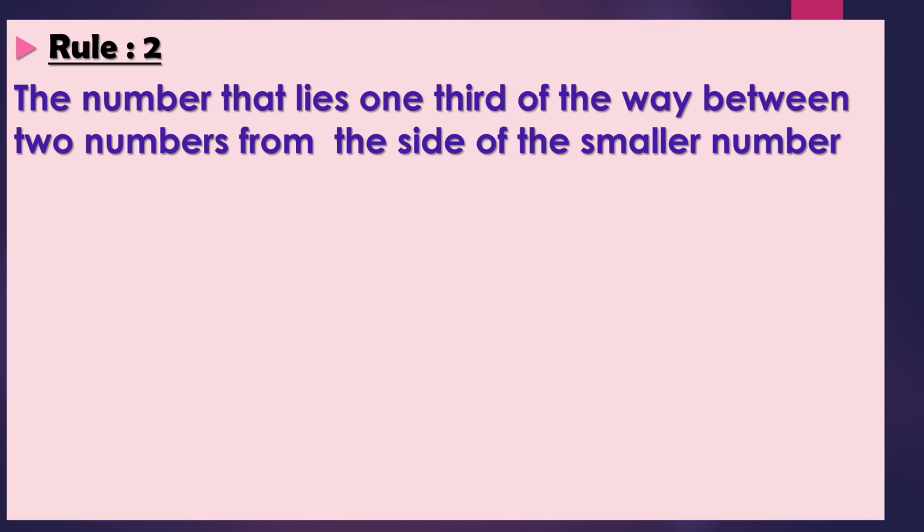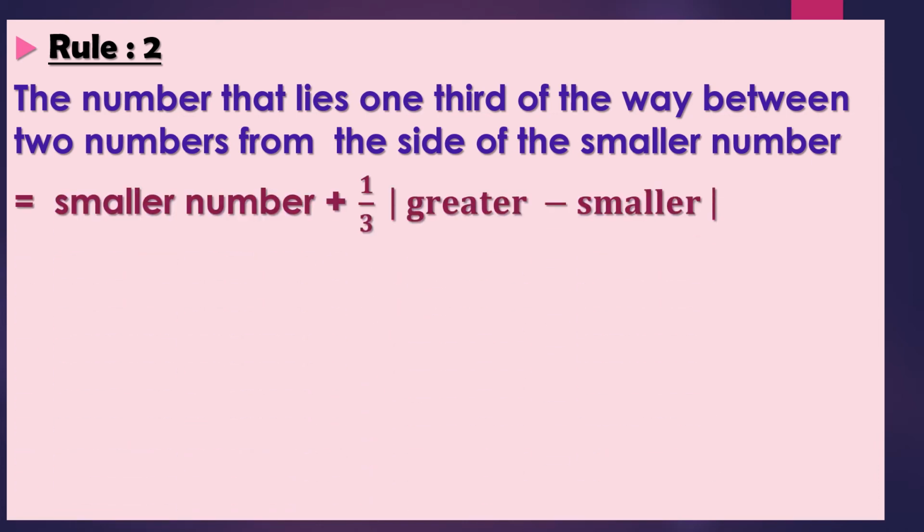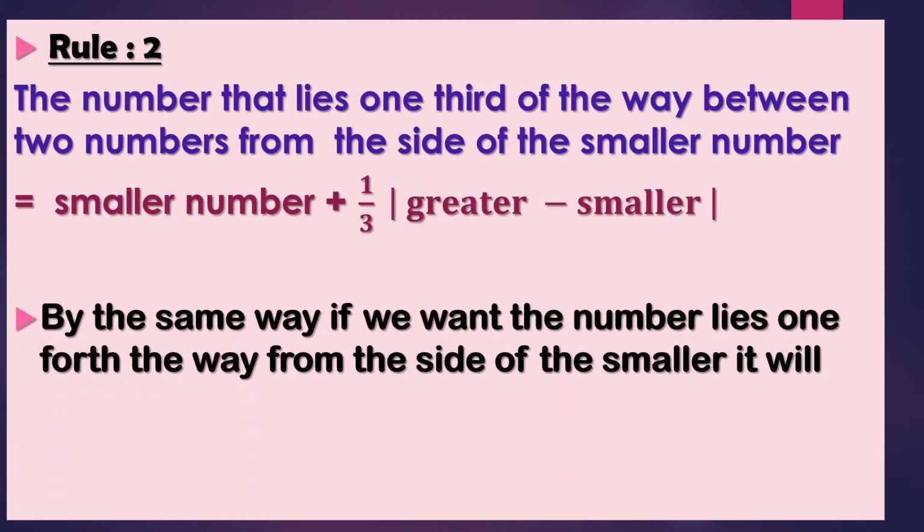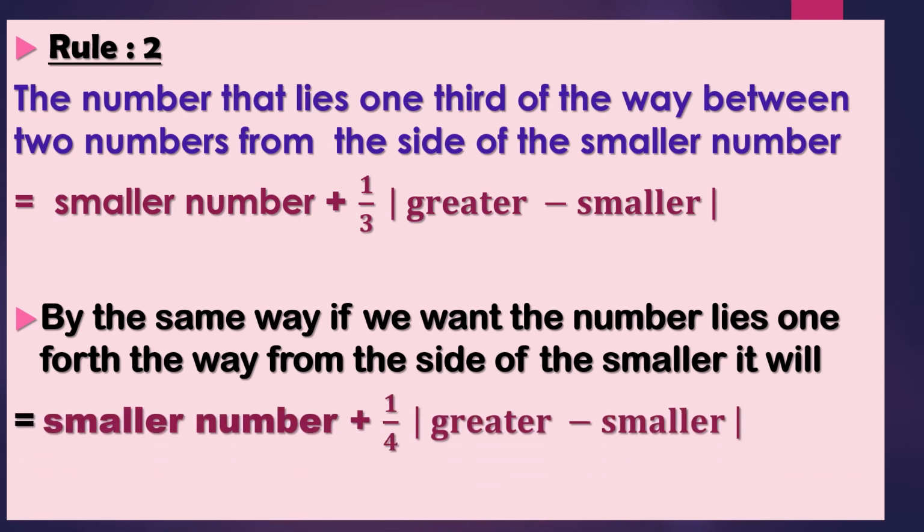The number that lies a third of the way between two numbers from the side of the smaller number has also the same rule as follows. The smaller number plus a third of the absolute value of the subtraction of greater and smaller. In the same way, if we want the number that lies a fourth of the way from the side of the smaller, it will be the smaller number plus a quarter of the absolute value of greater minus smaller.